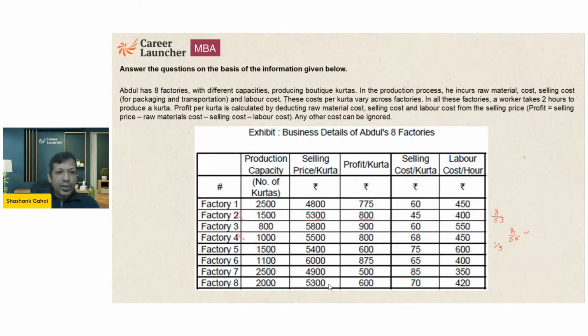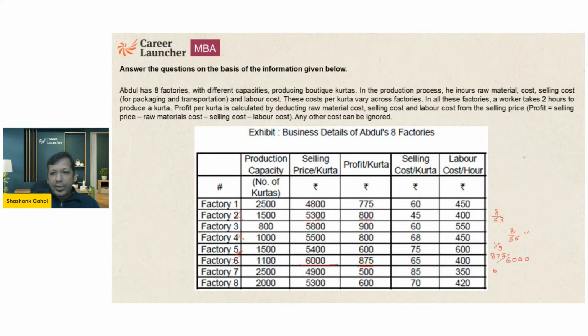Okay, now let's look at the other one. Now for factory 6, it is going to be 875 upon 6,000. It is definitely greater than 1 by 9. So again, this cannot be the answer. So this is also eliminated. So till now, it looks like the answer is option 5, but let's calculate for the last one as well.